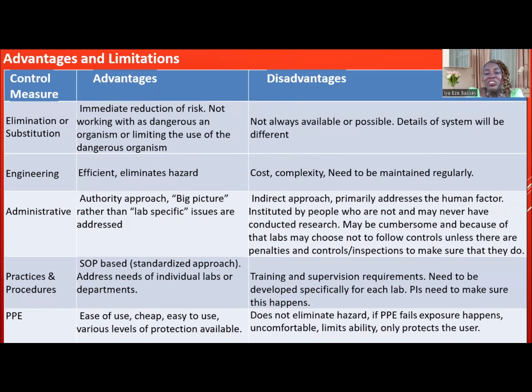For the administrative controls, there is an authority approach: do this. And you don't have lab-specific issues being addressed. So the disadvantage is that, because of the indirect approach, it primarily addresses just the human factor. And sometimes these administrators are not people actually working in the lab, so they may not even understand what you're doing. They may choose controls that are cumbersome and hard to follow. And when things are like that, people may not want to follow such instructions.